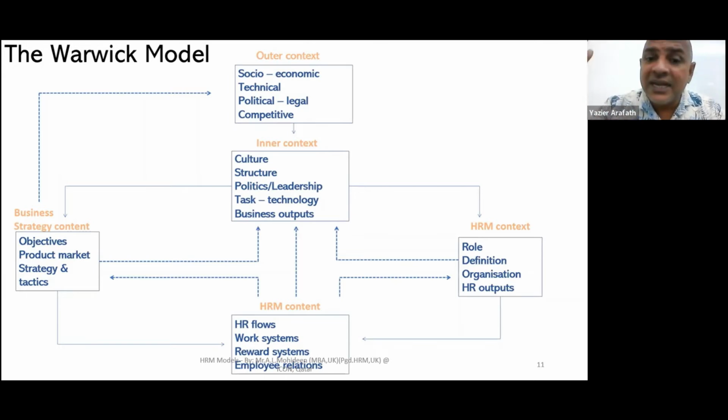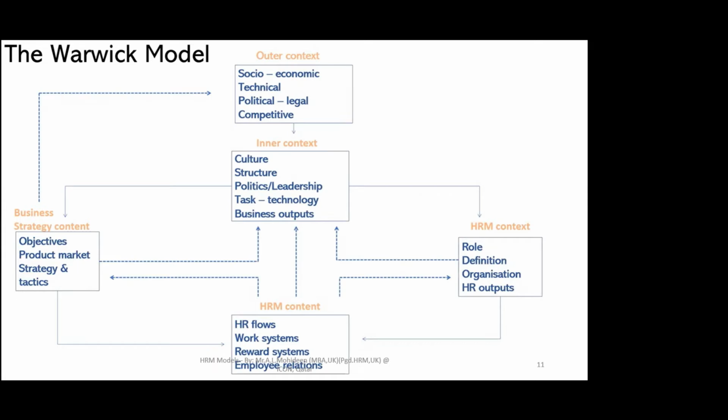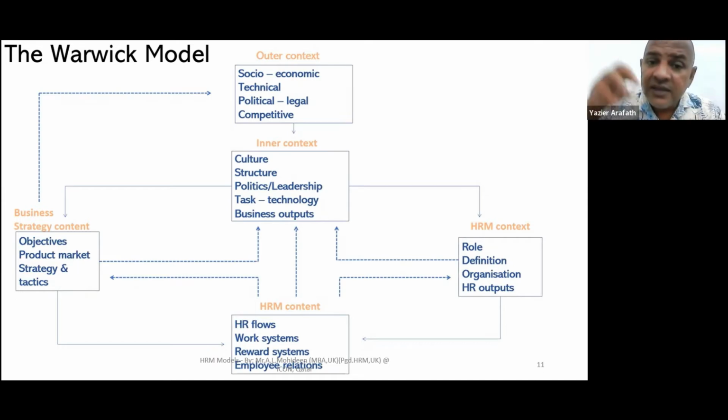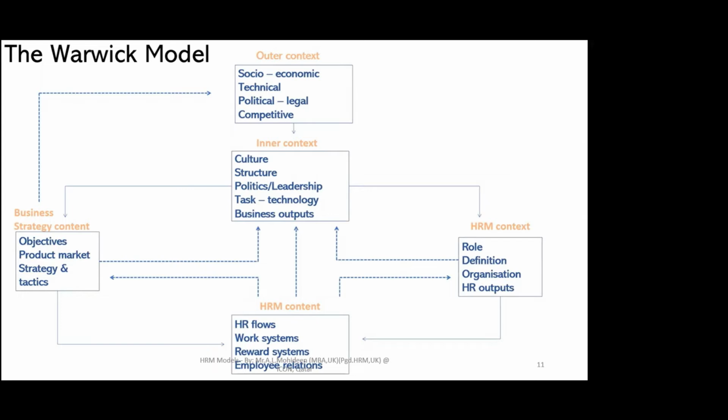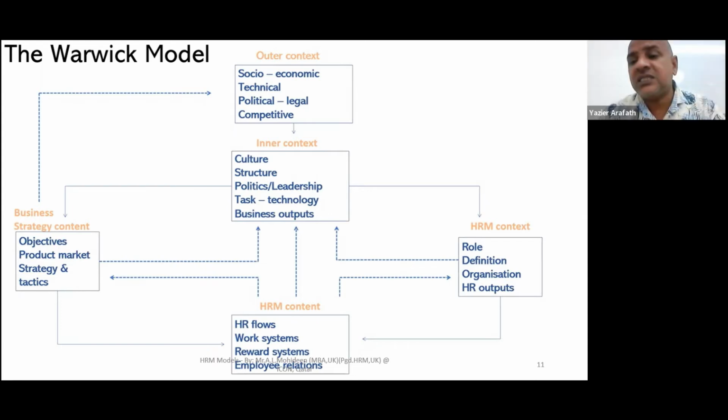And the external context we have to consider for the inner context. For example, if there are technological environment changes, we have to think about the technological things inside. So the external context should be considered when we go for the internal activities. The internal context will be shaped by the external context, and these contexts will also decide the HRM context.